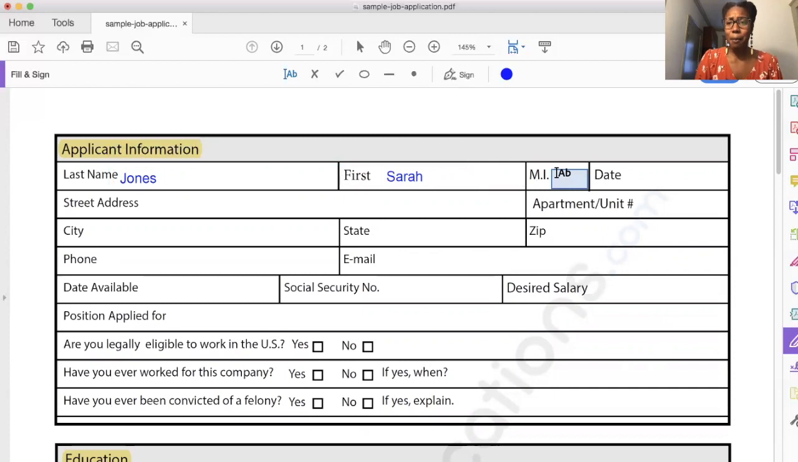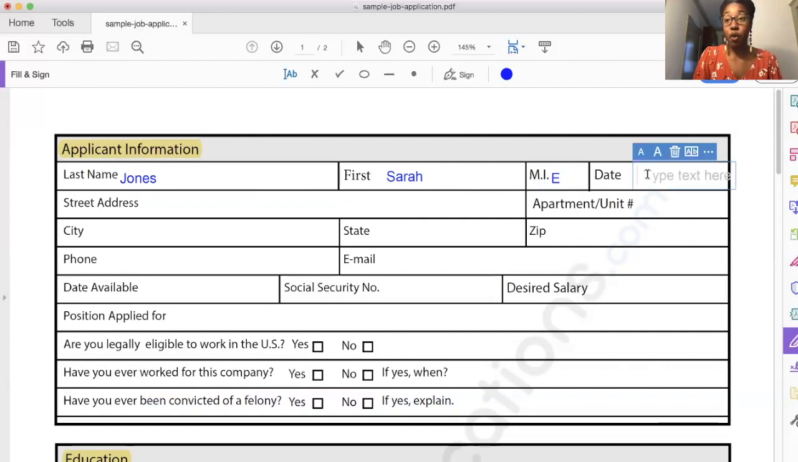What about MI? What does MI stand for? Middle initial. So if the applicant's name is Sarah Elizabeth Jones, what is our middle initial? E.